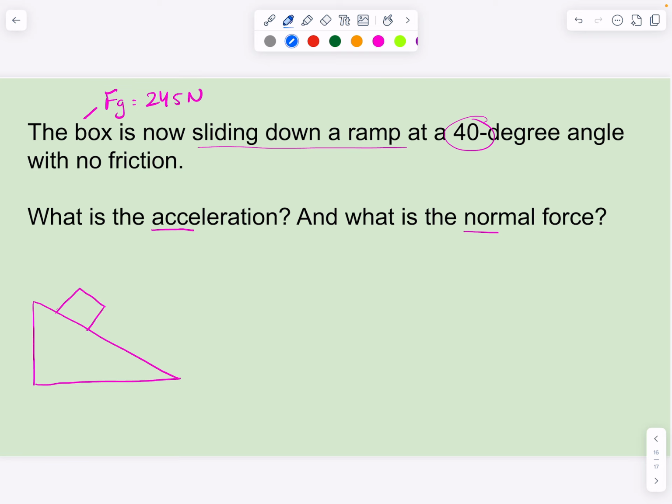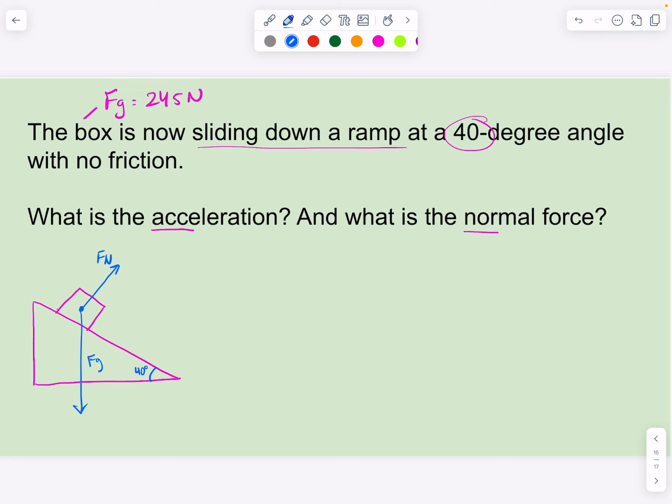And it gave us some information, said that the angle here is 40 degrees. We know there's no friction. And we do our first step. We said draw your dot on a box and draw your normal force, Fn, and then draw your arrow down here for your FG value.